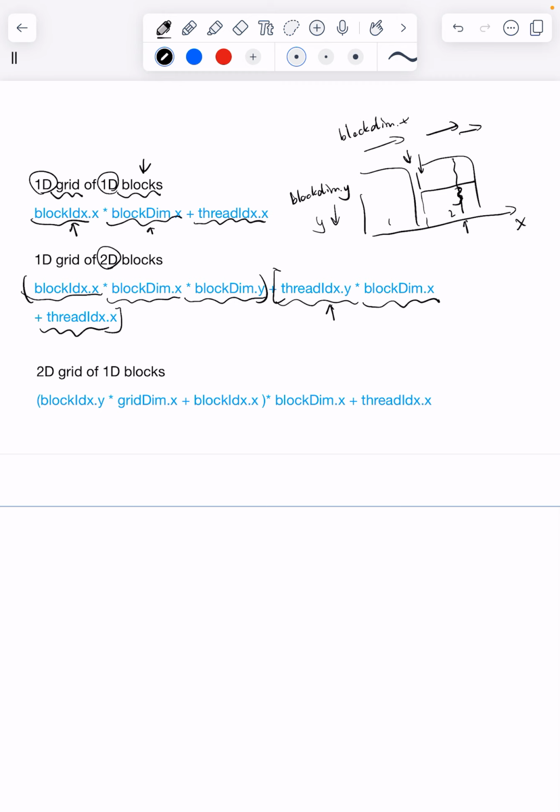And then we add this, which is actually the column. For example, if we are here, this is referring to the thread index y, and this is referring to the thread index x. So by doing this calculation, we get our indices in a 1D grid of 2D blocks.